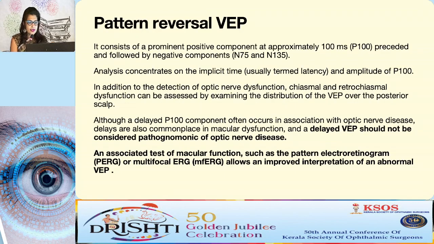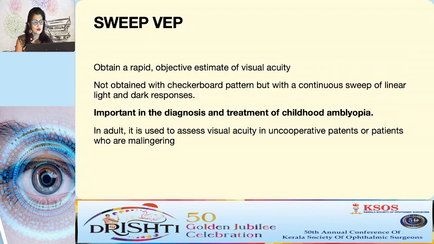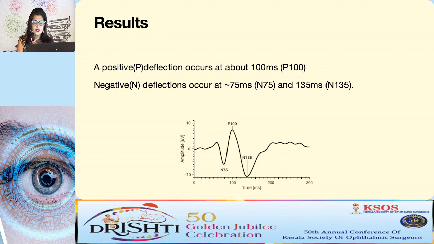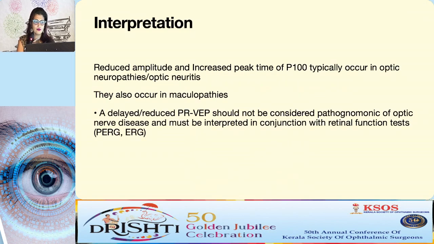The pattern reversal VEP will go directly into the components. I don't think we should go into the method. So this is what the pattern VEP looks like. There is a positive deflection at about 100 milliseconds. The negative deflections occur at 75, what is called N75, and N135.